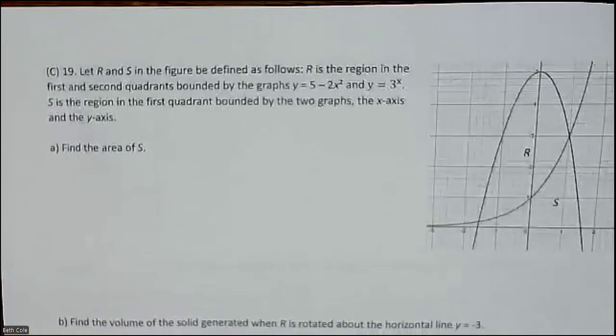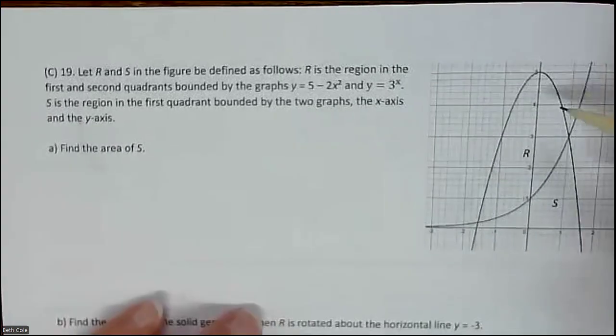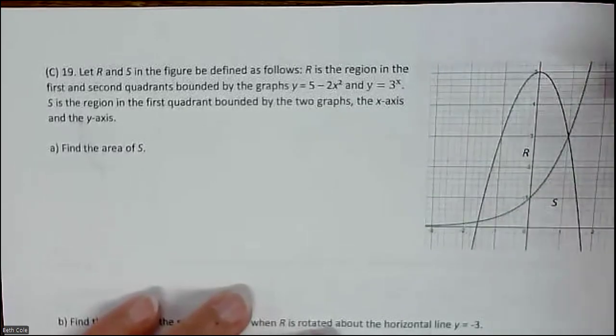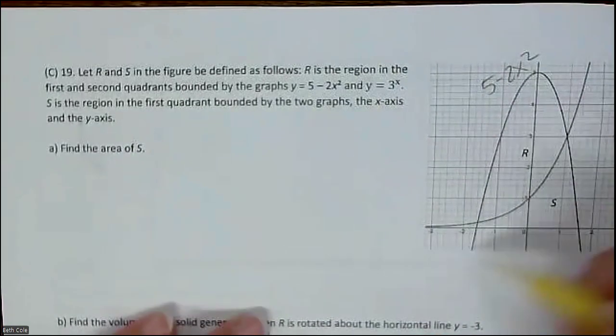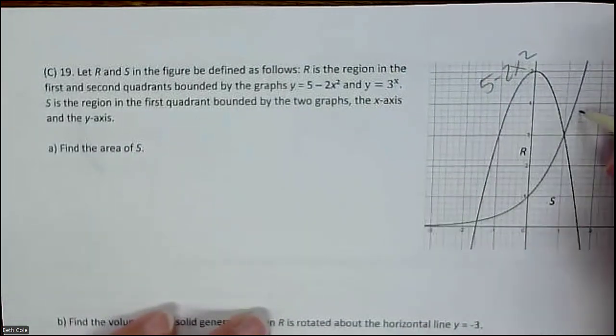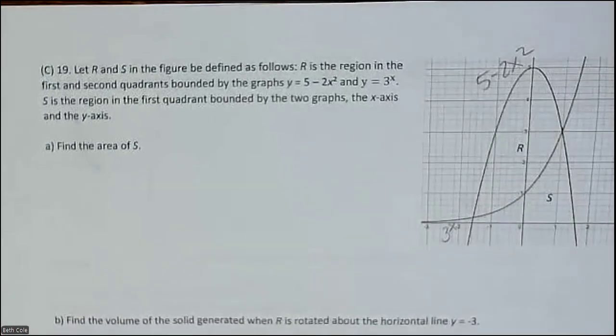Okay. All right, let R and S be defined over here with these two graphs. Let's first figure out which one is which. The 5 minus 2x squared should be an upside down parabola, so this one is the 5 minus 2x squared. And then the exponential swoopy thing, this one is the 3 to the x. Anyway, the upper one is the parabola, the lower one is the exponential.